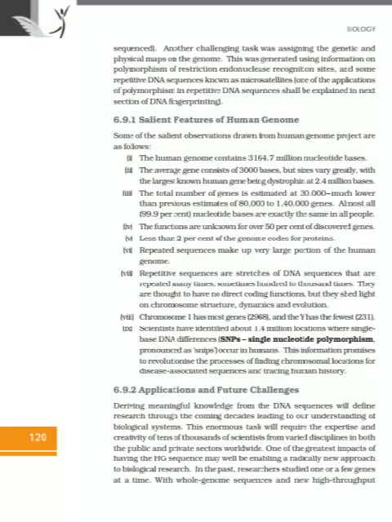Chromosome 1 has the most genes, 2968, and the Y has the fewest, 231. Scientists have identified about 1.4 million locations where single base DNA differences, single nucleotide polymorphism, pronounced as SNPs, occur in humans. This information promises to revolutionize the process of finding chromosomal locations for disease associated sequences and tracing human history. Applications and future challenges.